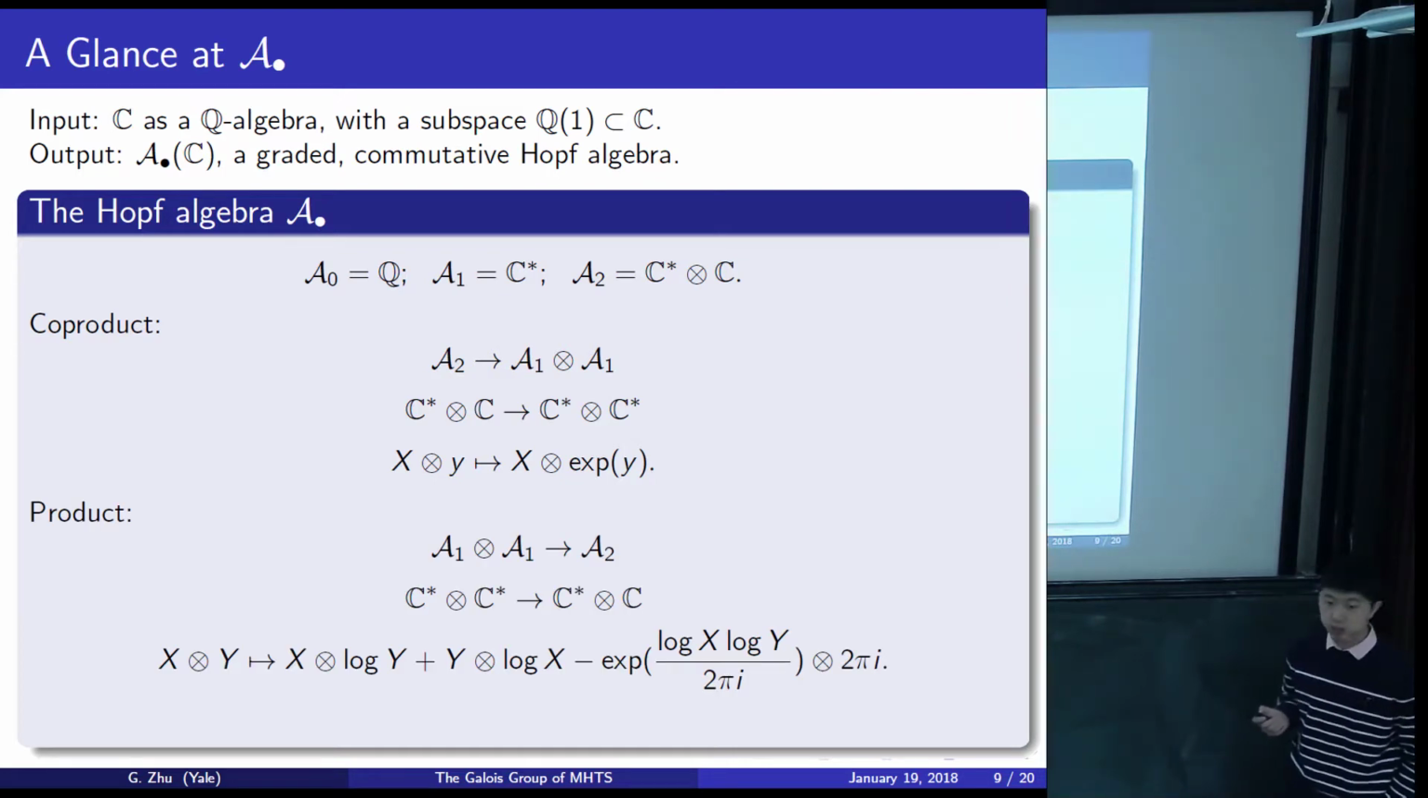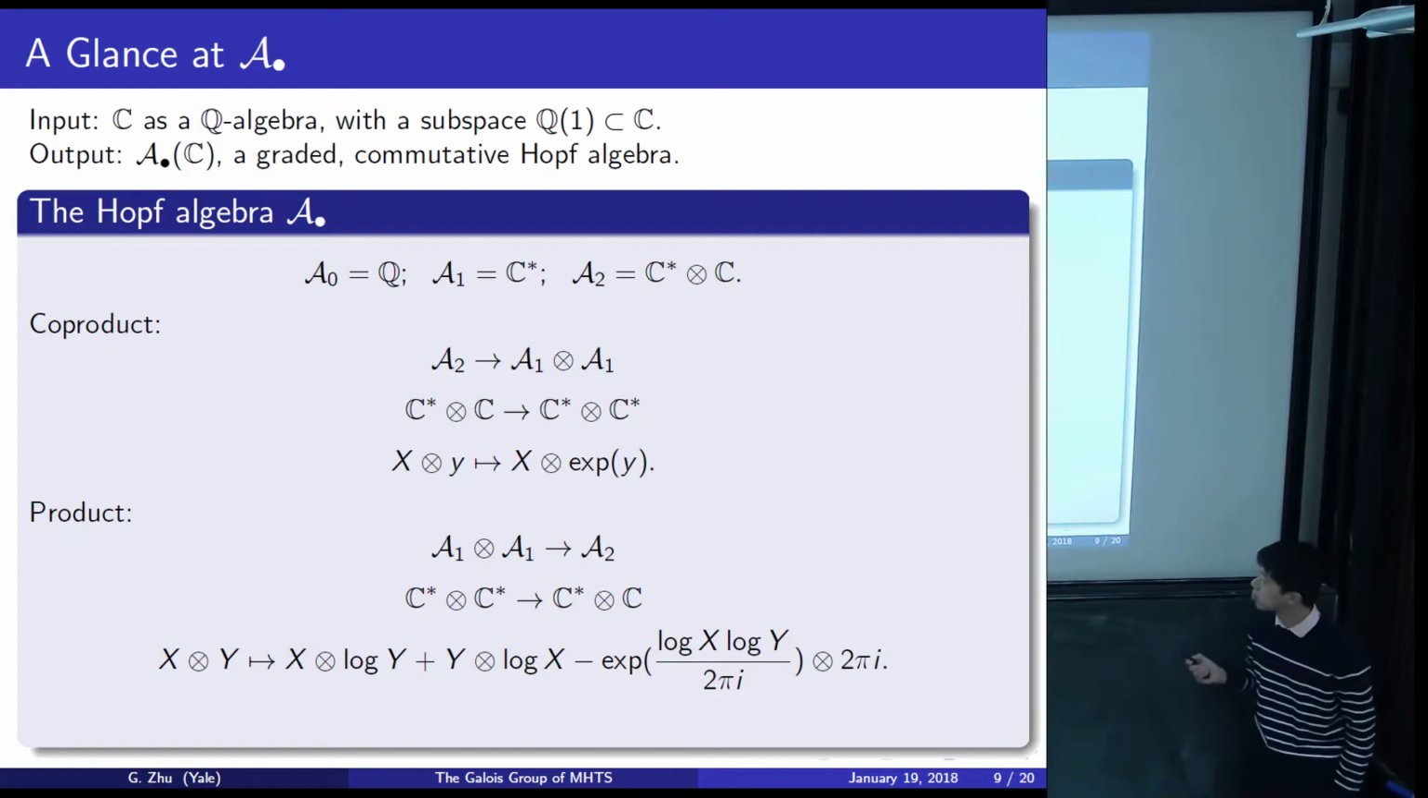The product is a little bit unusual. So A1 tensor A1 going to A2, C star tensor C star to C star tensor C. So then X tensor Y goes to X log Y, Y log X. However, this is basically the shuffle product. However, we say that that's not the correct product we want to use here. We need a term to modify this. This non-shuffle product, we may call it the quasi-shuffle product.